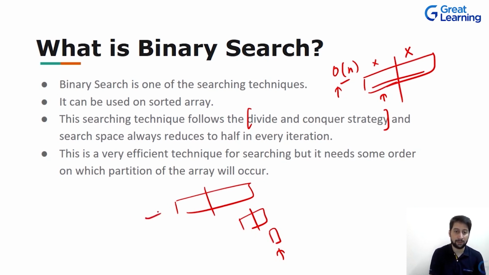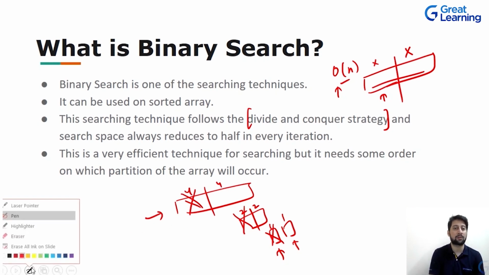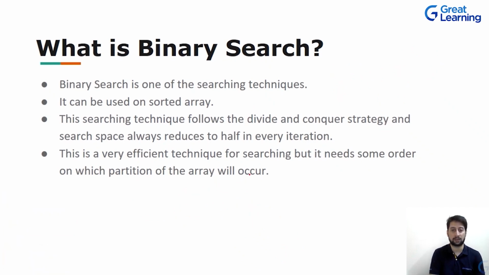And let's take an example. When we have this entire array, if there are 8 elements, 4 on this side, 4 on this side, these 4 will be neglected. Then we have 2 on this side, 2 on this side, these 2 will be neglected. Then 1 on this side, 1 on this side, then this one will be neglected, until we find that element or the entire array is exhausted, right? So this is how your binary search works.